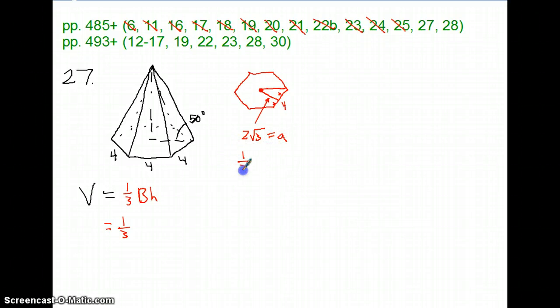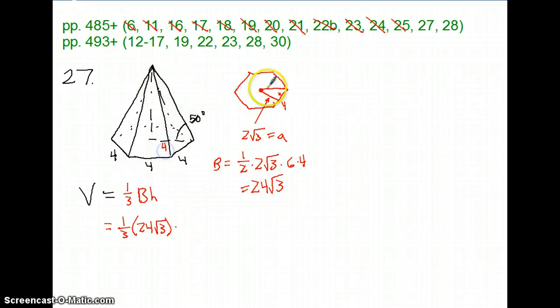Area of this thing is half times the apothem. It's half AP. Half times apothem times perimeter. Perimeter is 6 times 4. So the area, this is the all area base. This isn't too bad in the grand scheme of things. This is 24 square root 3. And like I said, I think the hard part is going to be the height. Height, okay, yeah, I have a little bit of a problem here.